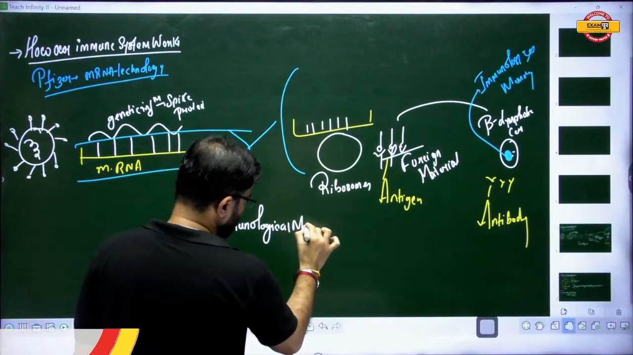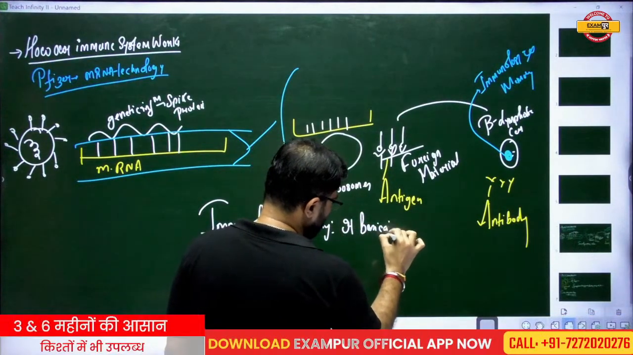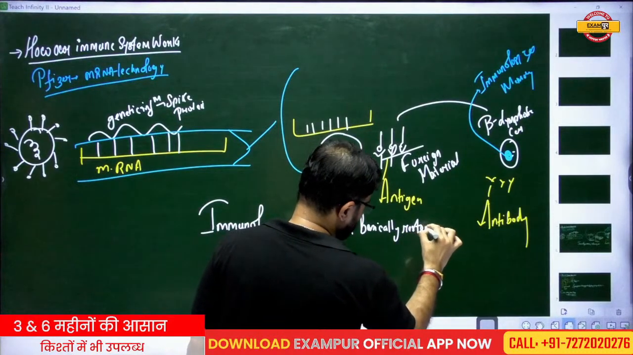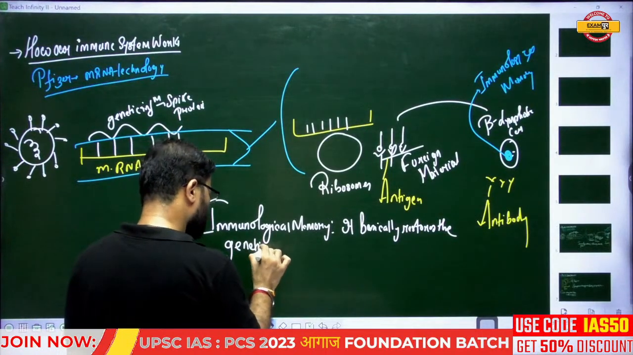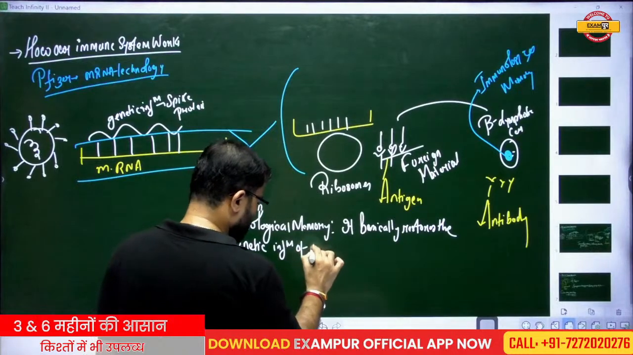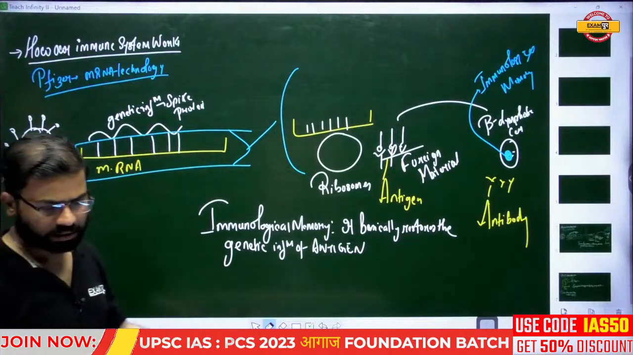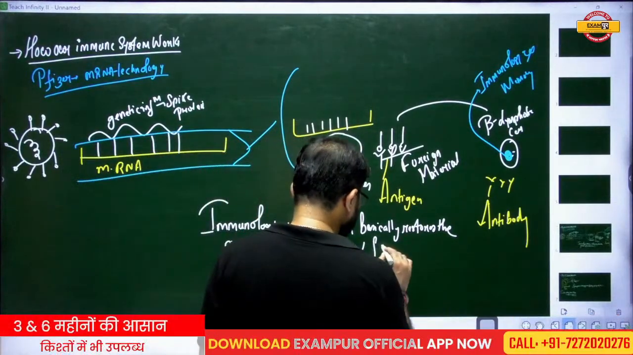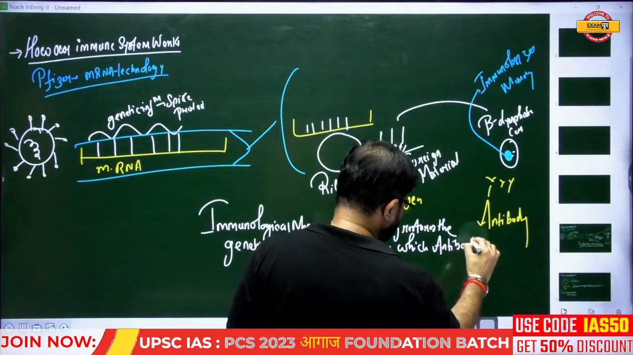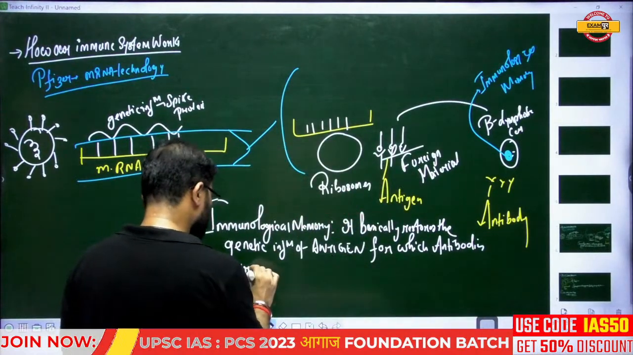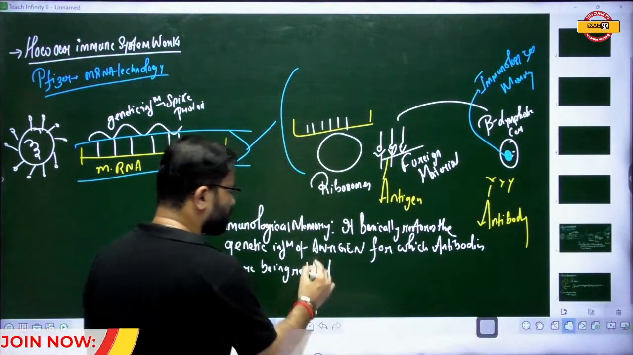So when you talk about immunological memory, it basically stores the genetic information of the antigen for which antibodies are being released. Okay, that means what? It remembers that it has released antibodies towards this particular antigen.